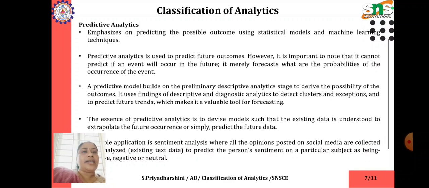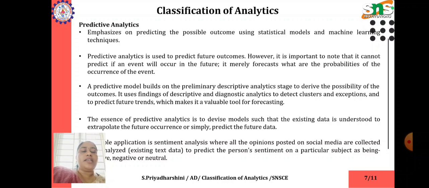The next is predictive analytics. It emphasizes predicting the possible outcome using statistical models and machine learning techniques. Predictive analytics is used to predict what the future outcomes might be. It is important to note that it cannot predict if an event will occur in the future. It merely forecasts the probabilities of the occurrence of the event, with the use of past or real-time data available. The predictive model is mainly built on the preliminary descriptive analytics stage to derive the possibility of the outcomes. The essence of predictive analytics is to devise models such that the existing data is understood very clearly to extrapolate the future occurrences or simply predict how the future data might be.